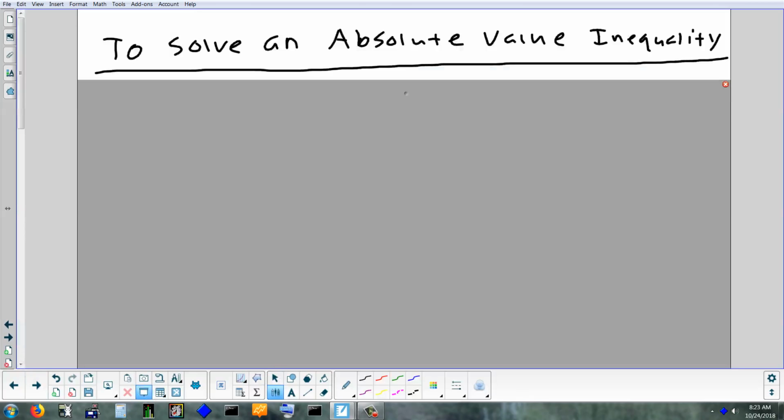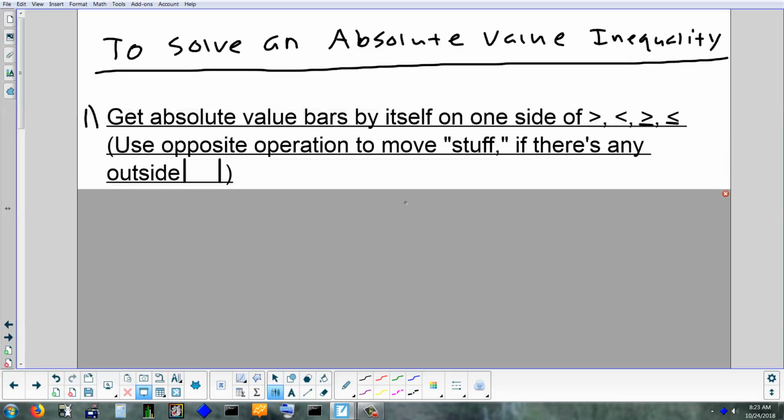So guys, on your notes again, these steps to get the absolute value inequalities by themselves are going to be pretty much the same as what we did for solving equations. All right. So you guys have in your notes, get absolute value bars by itself on one side of one of the signs, because the signs could be different, right? So you guys have this written down. So again, if there's any stuff outside the bars, use the opposite operation. So if you had like absolute value bars plus 3, that 5, right? I want to get the bars by themselves, so what would I do?